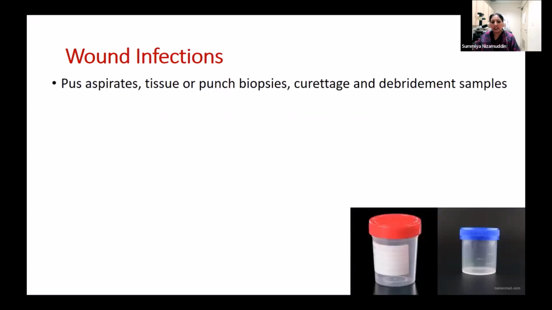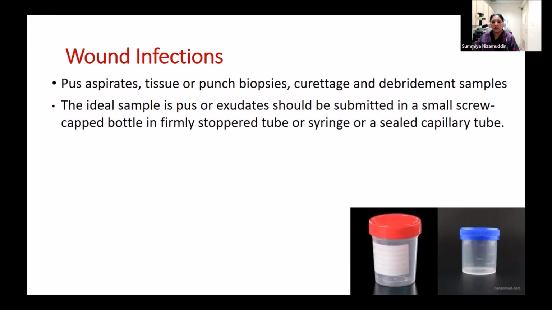In case you're sending pus aspirates or tissue or punch biopsies or curettage samples or debridement samples, once again screw top sterile containers come in very handy. These are very useful, especially if you drew the samples in theatre, so it's always helpful to send your samples in these containers. Please do not send your samples in containers used for histopathology samples, because they are not sterile, and then potentially the samples get contaminated and we will lose the cause of infection, and we won't be able to report the right bug for your patient.